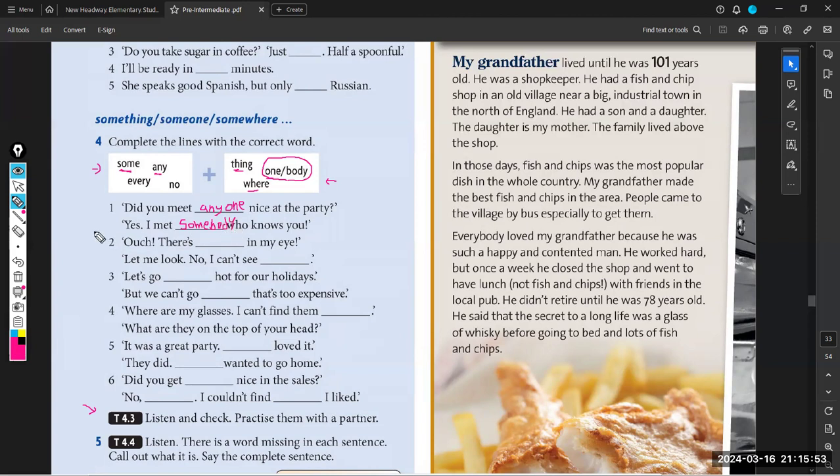Two, ouch, there is in my eye. Something. There is something in my eye, exactly. So some plus thing. Let me take a look. No, I can't see anything. Bravo, anything. Exactly. I cannot see anything in your eye. So anything.